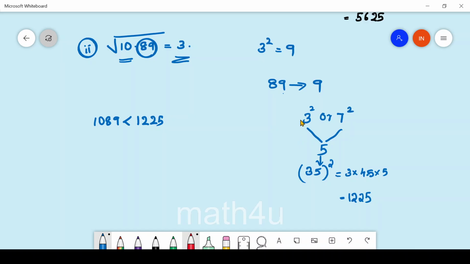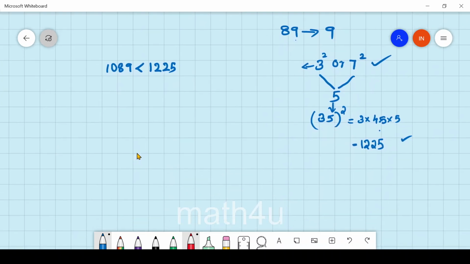So we have to check which is the lesser one, 3 or 7, right? So we are taking the answer as 33. If the number which we got is less than 1089, that is, if 1089 is greater than the number you got here, you would have chosen 7. Okay, I hope it is clear.